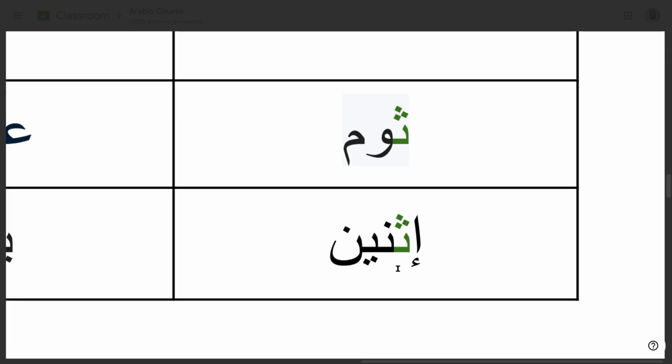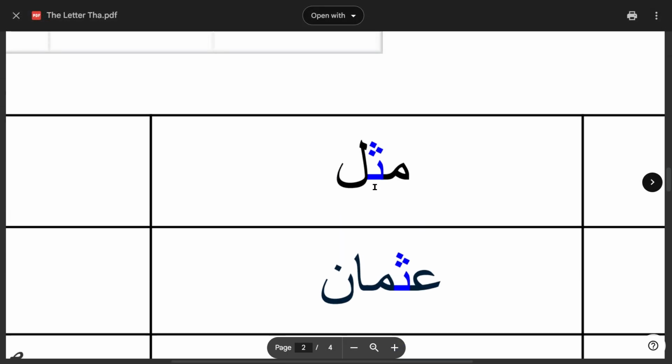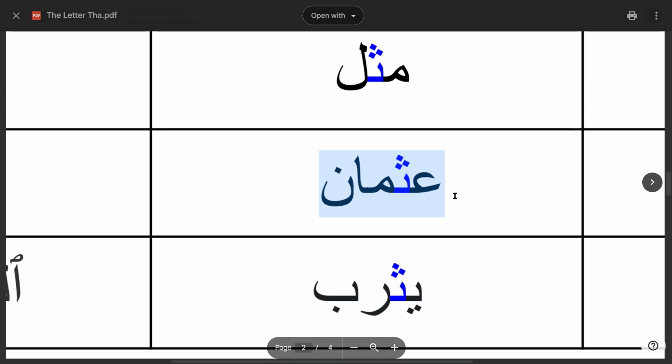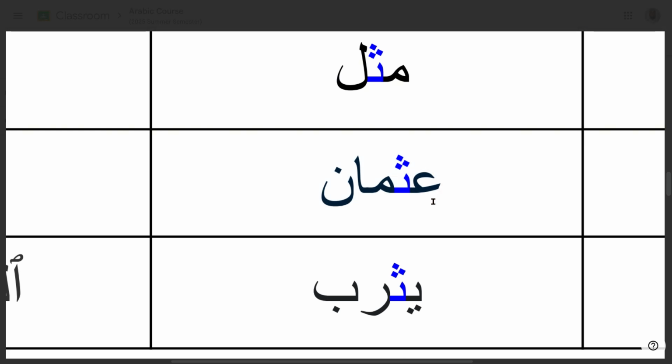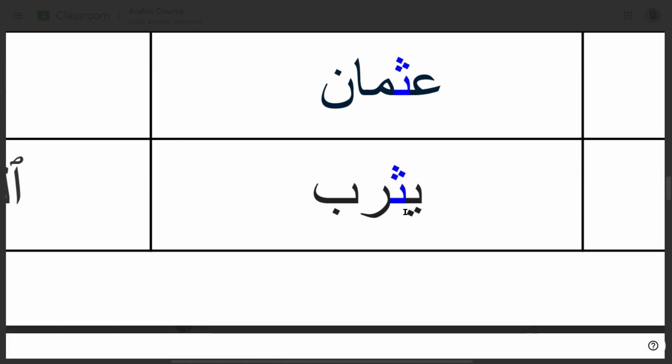Tha. Why is this the initial form? Because certain letters don't connect. So whenever the combination of letters start, that's when we have initial, middle, end. Tha in its middle form here. Oh, this is a good example actually. The name Uthman. Uth. The third caliph, Uthman radiallahu anhu, has a tha in its name. And we have the letter tha right here in the middle.